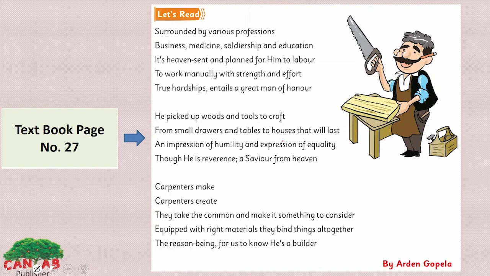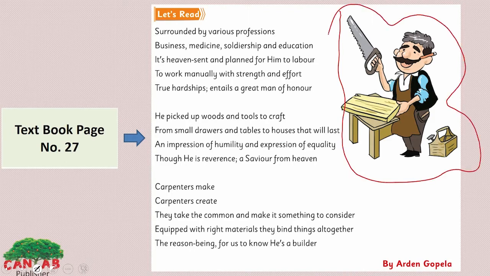Now look at the page number 27 of your textbook. We will start reading this poem here. Its name is, He Is a Carpenter. You can see a carpenter here, creating or making something with his saw in his hand.